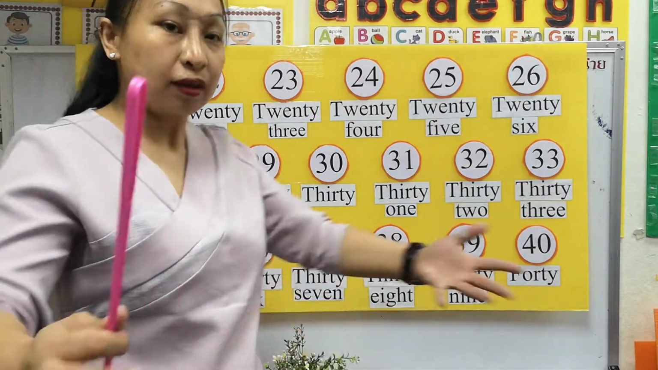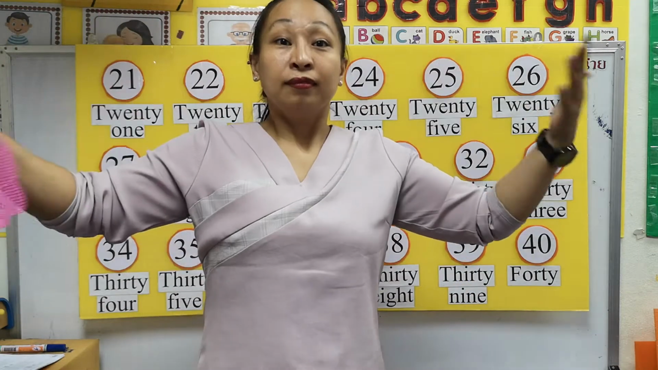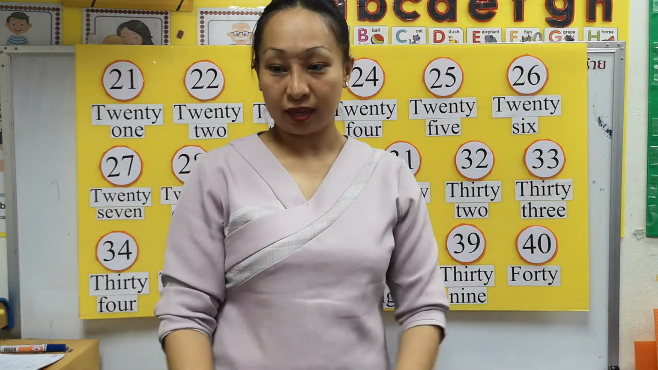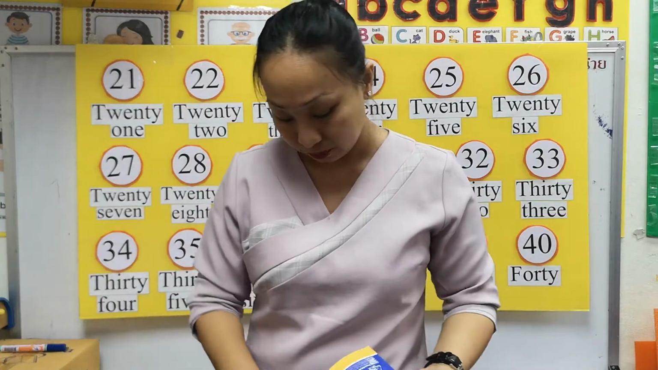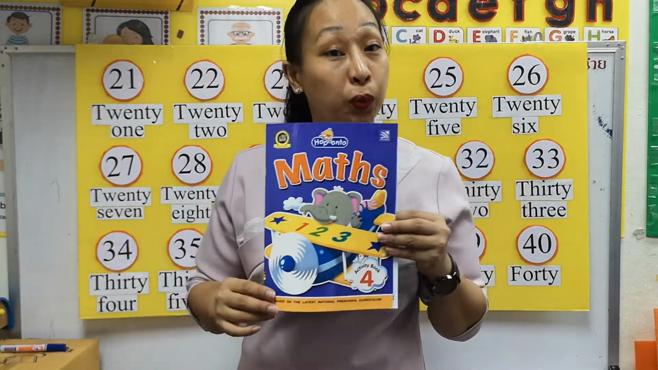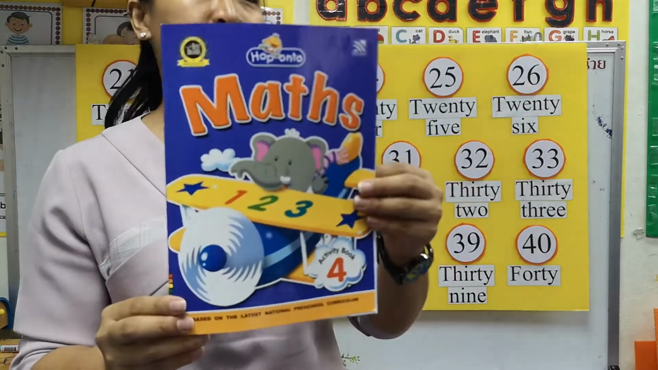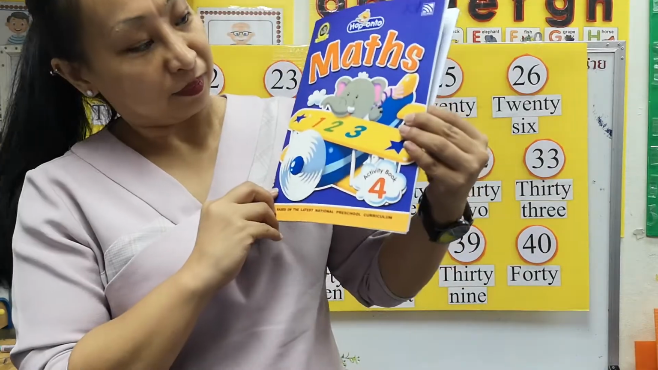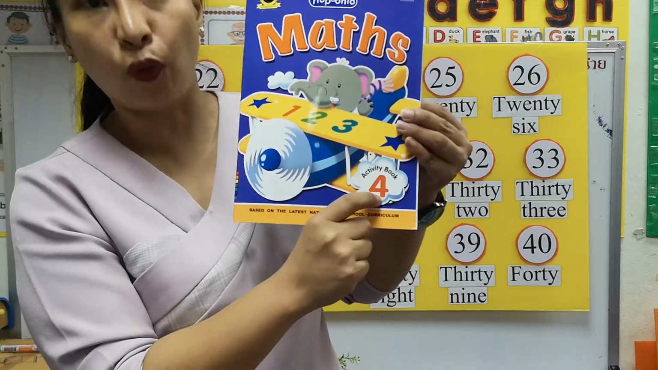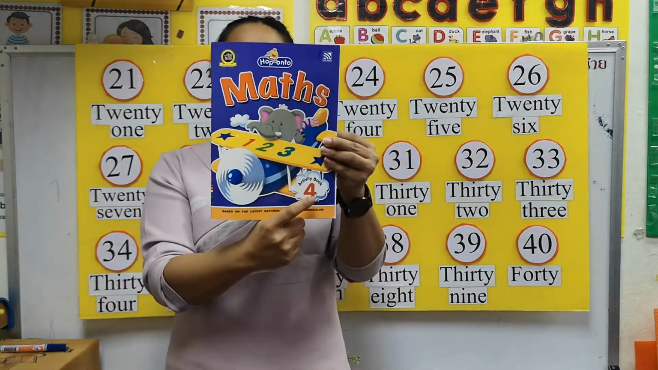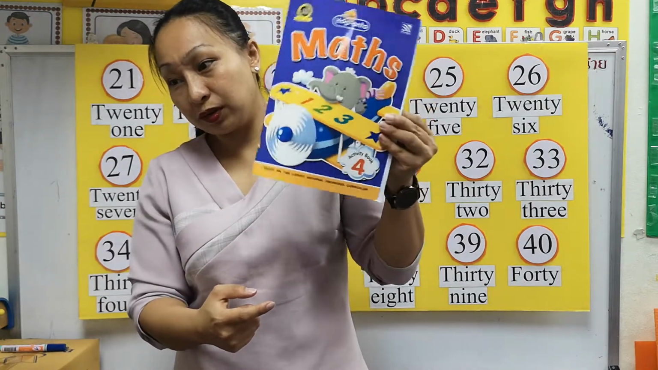40. All right, everybody, inhale. Exhale. One more time. Inhale. Exhale. All right. Now, what I want you to do is get your activity book. This color. Purple? Yes. Math activity book number 4. Okay, this is your activity book. Do you have it with you?